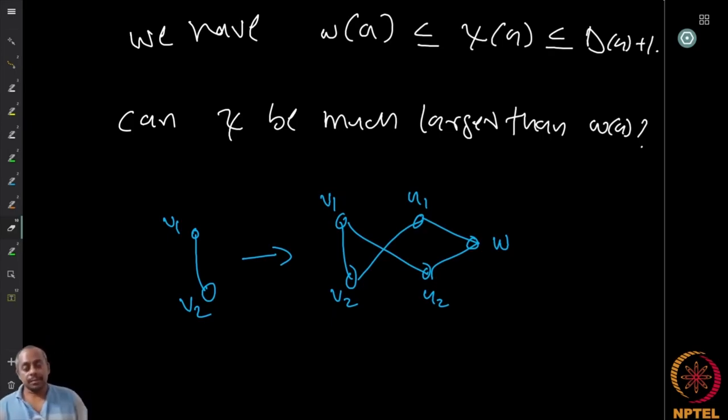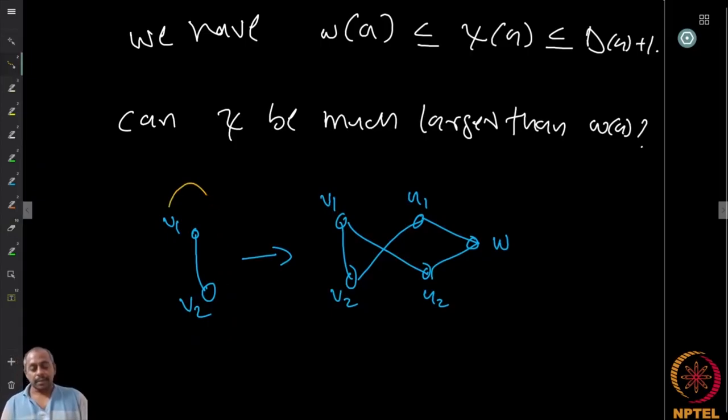So what is the procedure? The procedure is the following. Given the graph, here is a small example. Given this graph, I take the graph and keep it as it is, one copy. Now I make a duplicate of every vertex. Duplicate of a vertex means that there is a copy of v1, which I call u1, there is a copy of v2, which I call u2, etc.